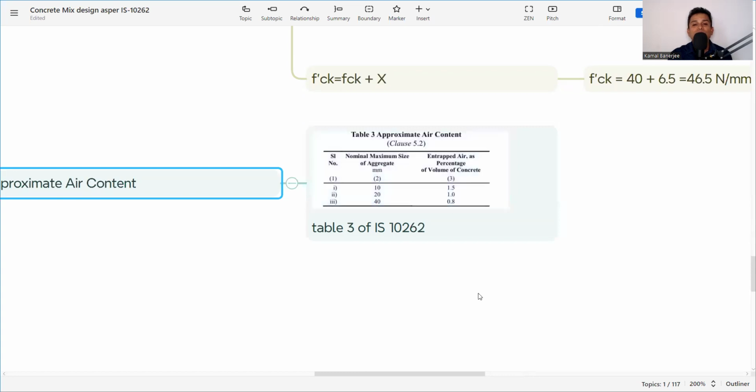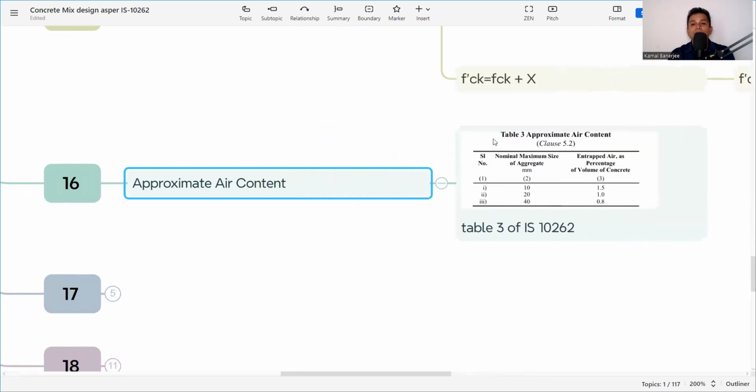So what is our nominal size of aggregate? 20, and it is 1. That is why I said before that we need to finalize the maximum size of the aggregate. For 40 it will be 0.8, for 10 it will be 1.5, but in our case 20, that is 1.5, where it is Table 3 of IS 10262.